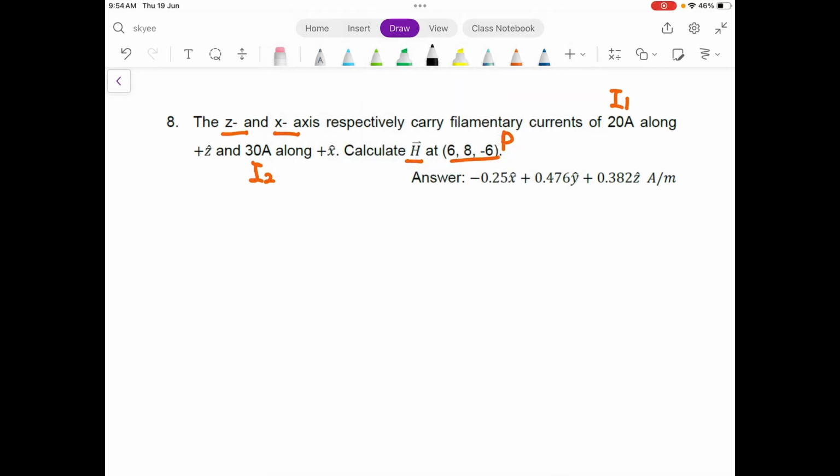To find the total magnetic field at the observation point, we have to find the magnetic field contributed by I1 and the magnetic field contributed by I2. In this question, they didn't tell us the length, or where the starting point or ending point is. They just tell us the direction. So these two current filaments are infinite line current filaments.